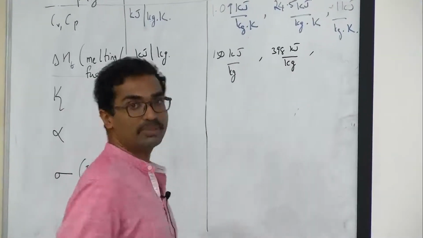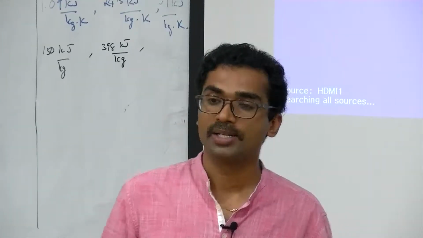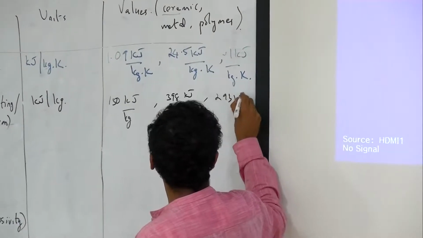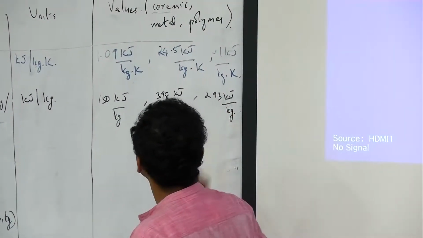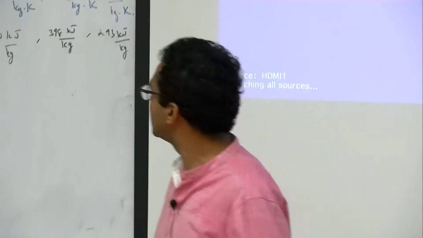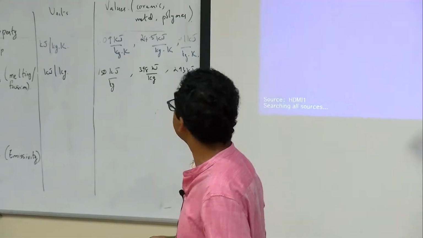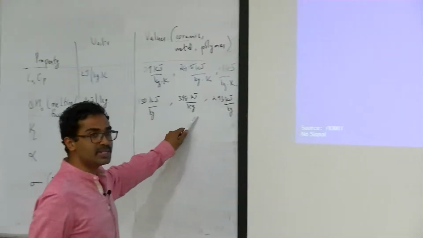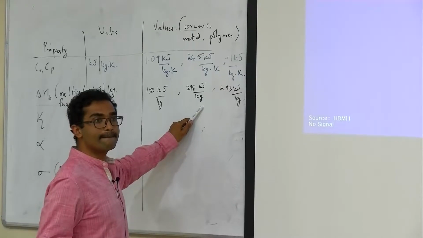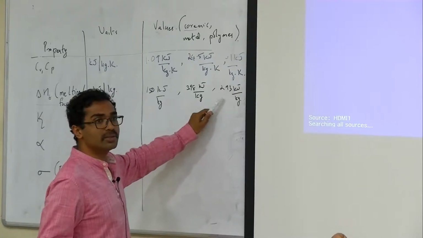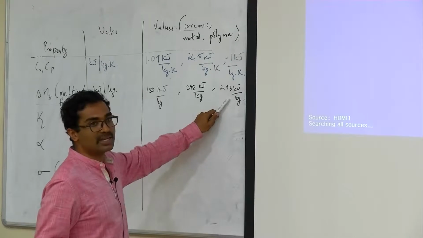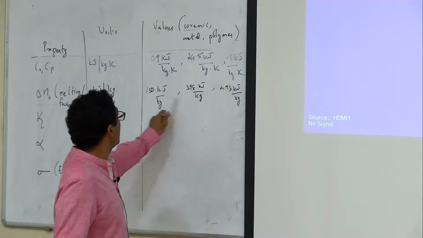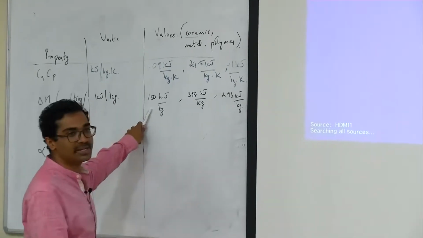What about for a polymer? 293 kilojoules per... All right. So what does this tell you? This one, how much is it? For which metal was this? No, no. This one has to be much lesser. This has to be much lesser. Even this one actually seems like an underestimate to me.